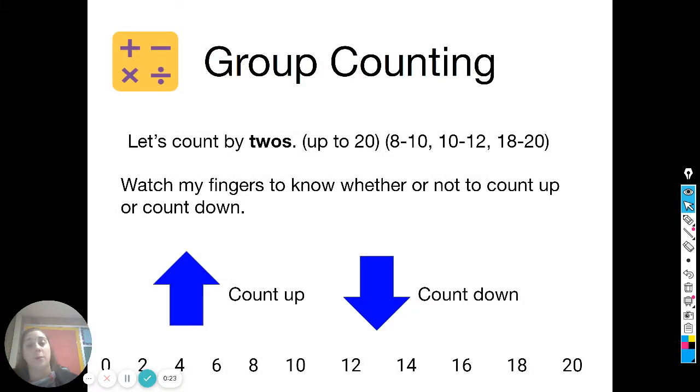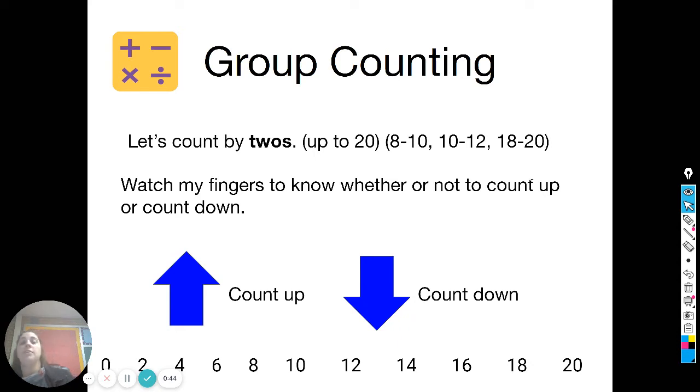We're going to start with our group counting. We're going to count by twos all the way up to 20. These are the numbers that we're going to stop and turn around at. So once we get to 10, we'll go back down to 8. When we get to 12, we'll go back down to 10 and then go back up again till we get to 20. We'll go back down to 18 and then back up to 20 again, okay?